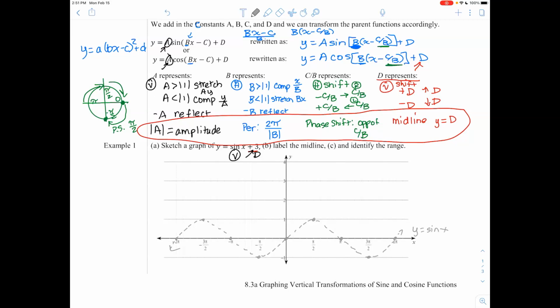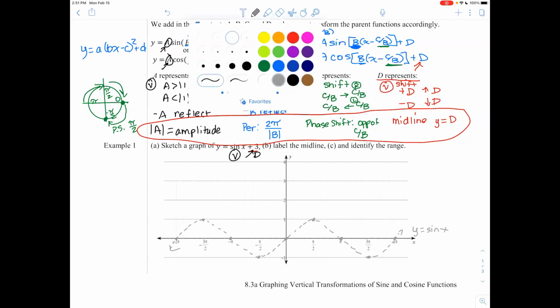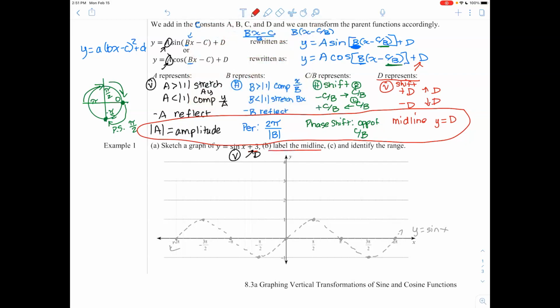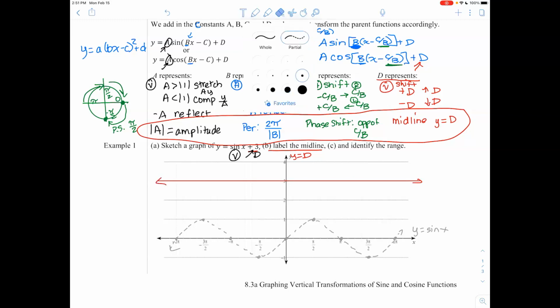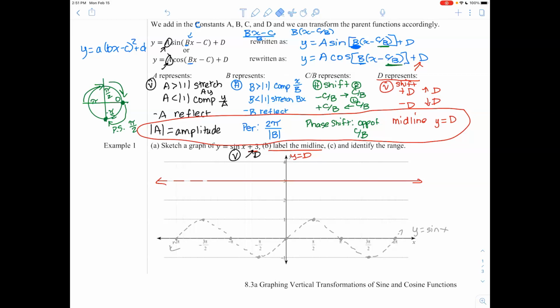And what I'm going to now do is take all of the points for sine of x and push them up 3. Now remember that I also told you that the midline is y equals d. So in this case, our midline would be y equals 3. So I'm going to go ahead and graph that line, and then I'm going to go back with my eraser and make it not part of my graph, just a helpful tool to help me graph my points, right?